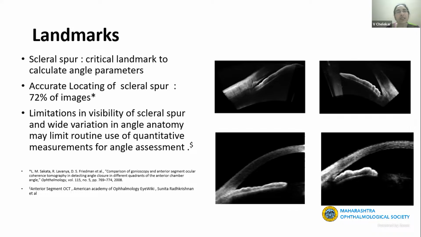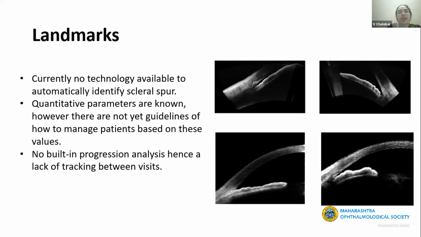Sakata et al., in their study, found that accurately locating the scleral spur was possible only in 72% of the images. Limitations in the visibility of the scleral spur and wide variation in the angle anatomy in normal eyes may limit the routine use of quantitative measurements for angle assessment. As you can see on the right side, there are various pictures that I have collected. The scleral spur is not always easy to locate, and that may affect the further measurements.